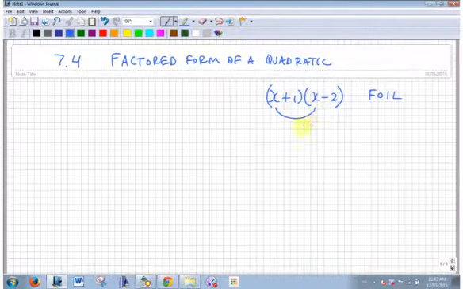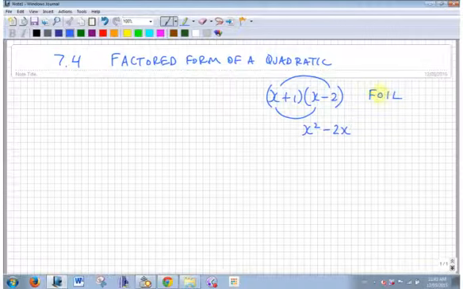First, you'll see if you're lucky. Actually, if you're unlucky, x squared. Stay with me. Outside, -2 times x. FOIL. First. Oh, the F first.